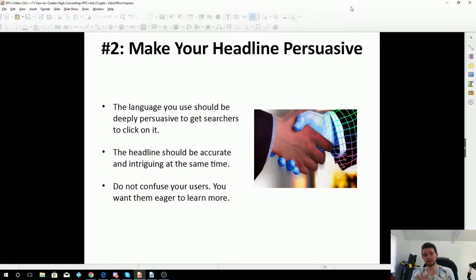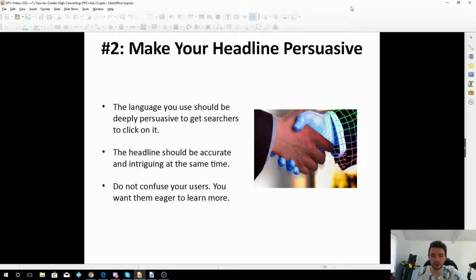Second one is make your headline persuasive. So on this one, you don't want some absolutely ridiculous thing in your headline. It's probably the first thing that anyone's going to see when you're rated to your ad. As soon as they type in the keyword, it's up there in bold, so they're going to be able to read it. Try and make it as impressive and persuasive as you can. Make it related to the keyword as well.